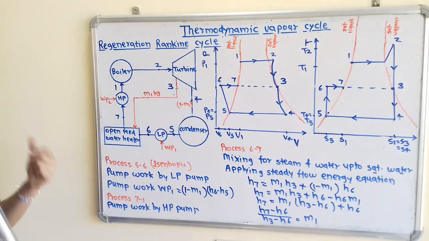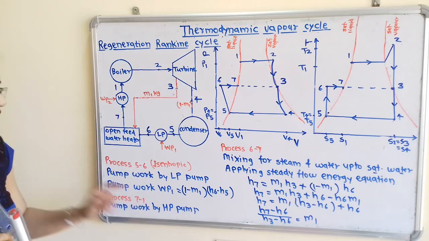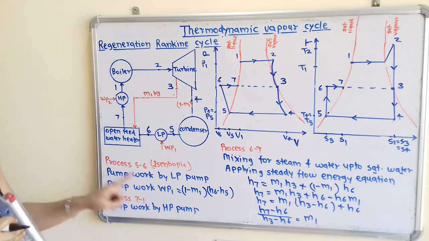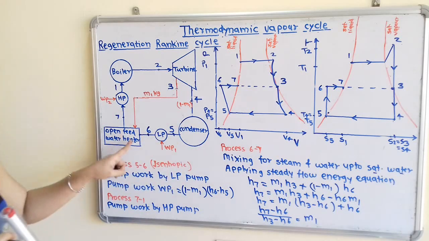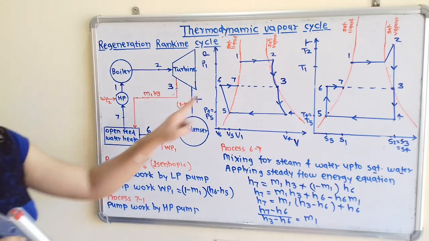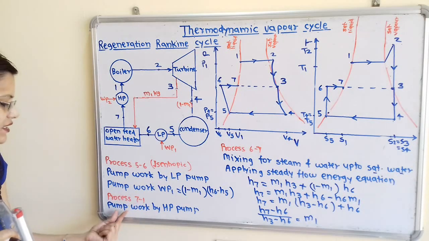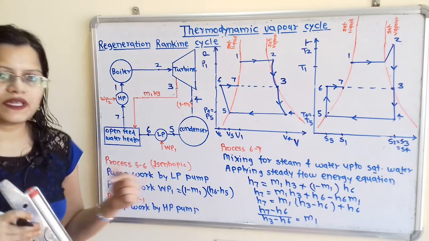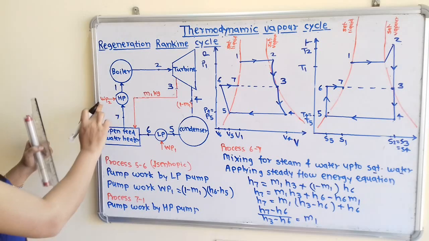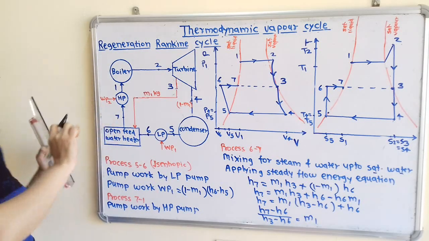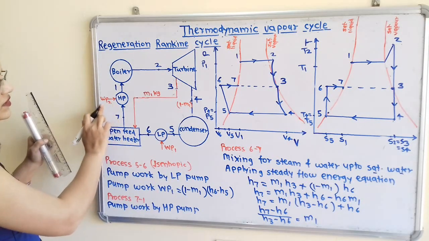Now we will move to the next process, that is the process 7 to 1. So at this point 7, what is the phase of the working substance? It is saturated liquid. Now this process 7 to 1 is again pump work by the high pressure pump. So this pump work is known as WP2. So how to show this WP2?